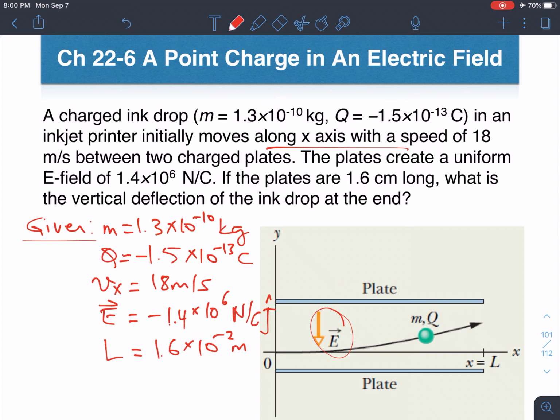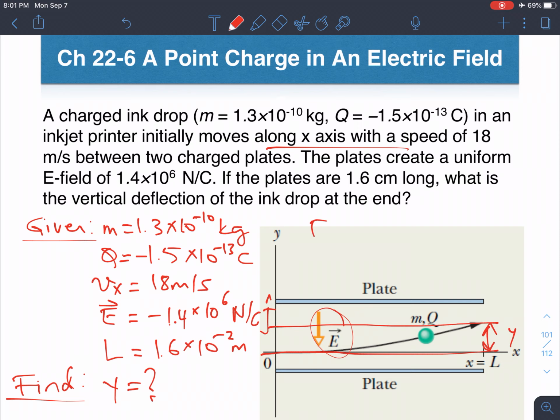So these are the values that we have, and we are trying to find the vertical length, the deflection. It started from this point, it ended at this point, so we are really finding this height here. Let's call it y, so we are trying to solve for y. Okay, so this is the setup.